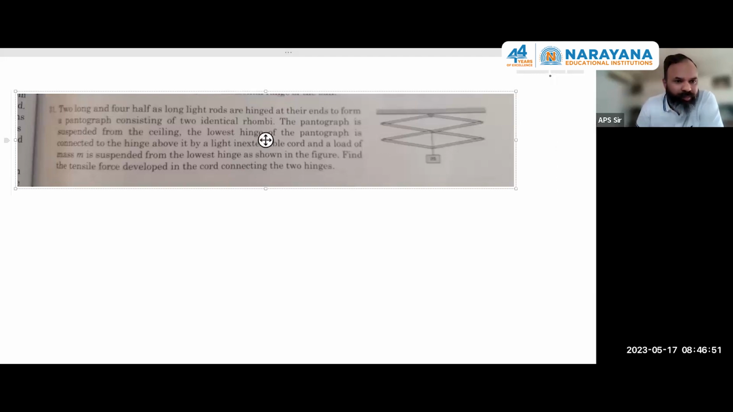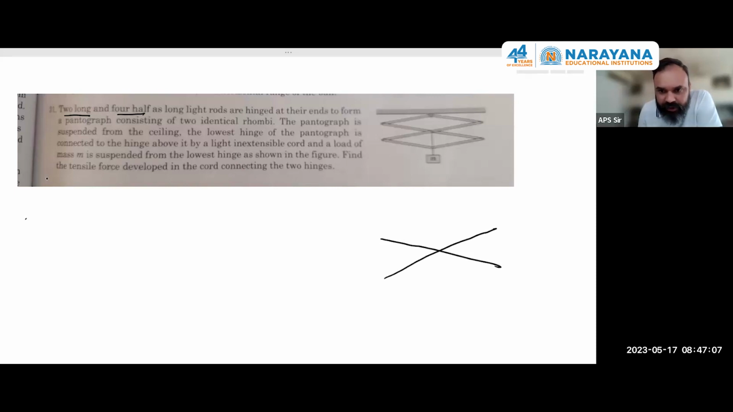It's a pantograph. I'll explain what is happening here. There are 2 long and 4 half rods. One rod is like this. This is a long rod. This is also a long rod, right? And there is a pin joint here. So there is a common hole and a pin here, right?